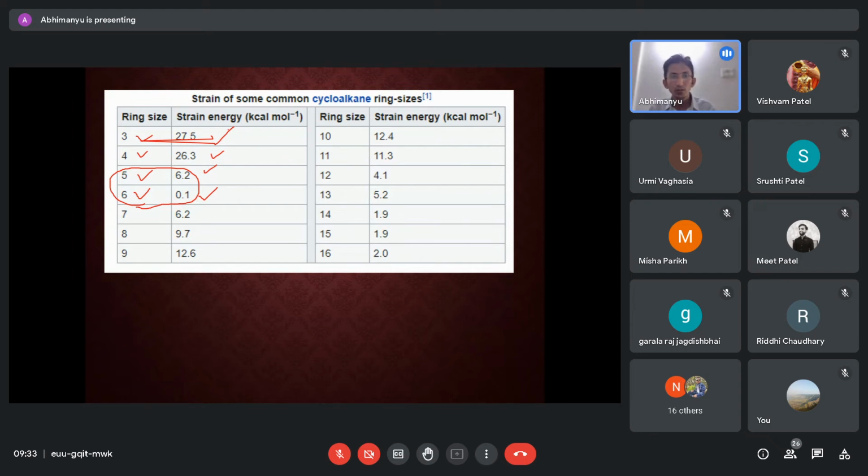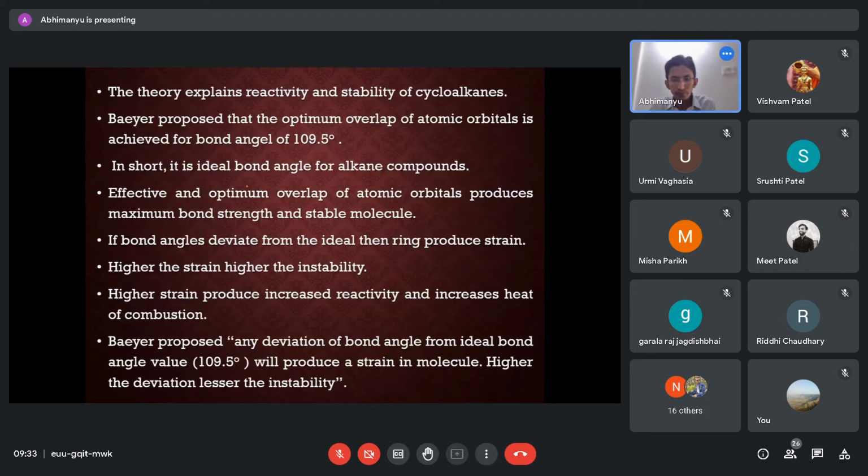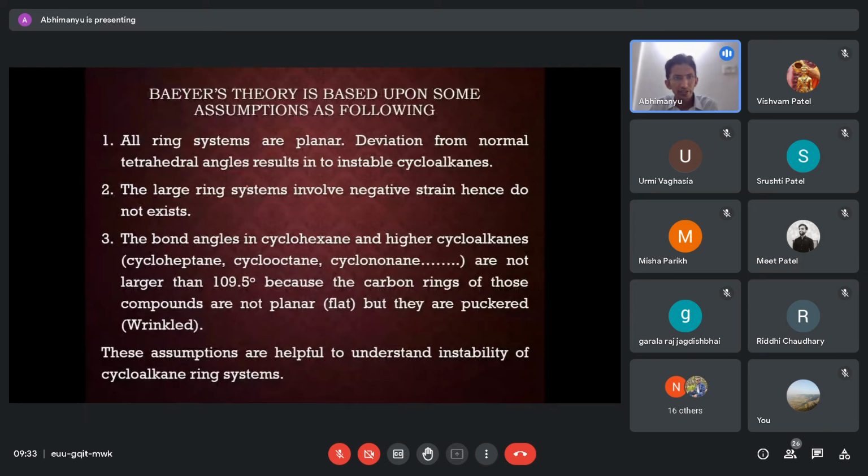So by looking at this table, you can identify that 6 member ring is the most stable structure as compared to others. Now if you read this, you will automatically know it. It's not a difficult task.